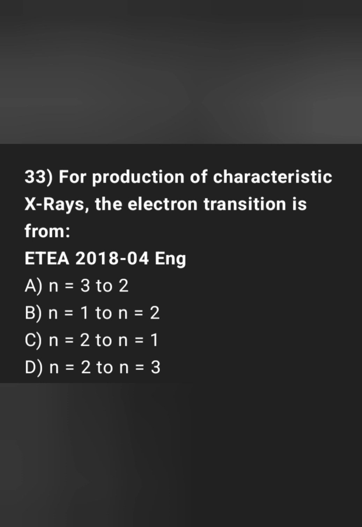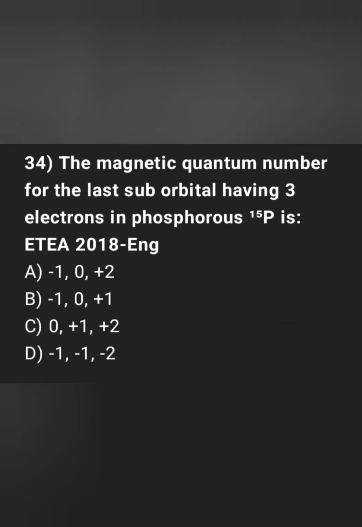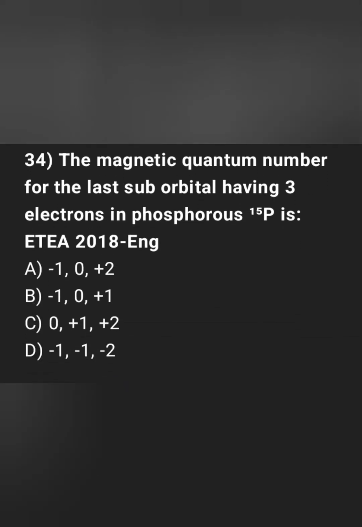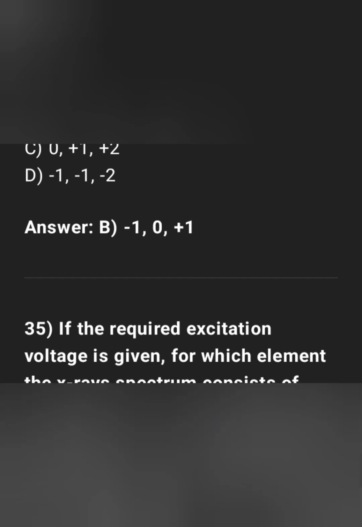A, n equals 3 to 2, B, n equals 1 to n equals 2, C, n equals 2 to n equals 1, D, n equals 2 to n equals 3. Answer: C, n equals 2 to n equals 1. 34. The magnetic quantum number for the last sub-orbital having 3 electrons in phosphorus P is, ETEA 2018 Eng: A, minus 1, 0, plus 2, B, minus 1, 0, plus 1, C, 0, plus 1, plus 2, D, minus 1, minus 2. Answer: B, minus 1, 0, plus 1.